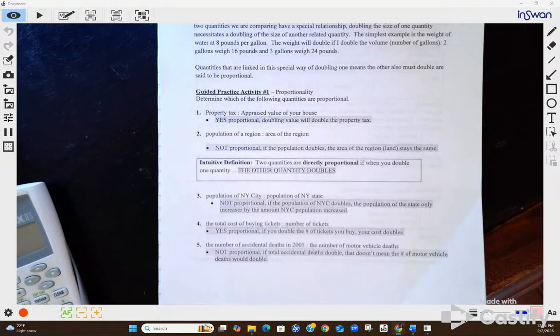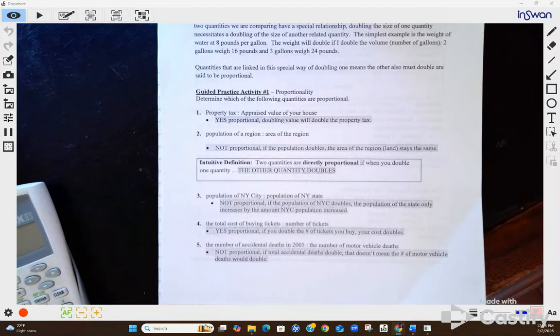Let's just use some numbers. If there are 1 million people that live in New York City and 10 million people that live in New York State, if I double the population of New York City to 2 million, then that's only going to increase the population of New York State by that extra 1 million. So it's not going to double the population of the whole state. The cost of buying tickets versus the number of tickets. These are proportional. If you double the number of tickets you buy, then your cost is going to double.